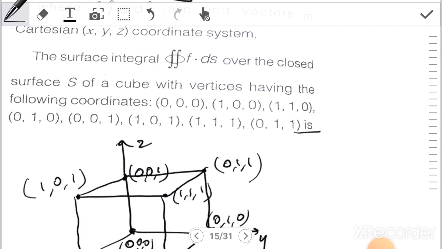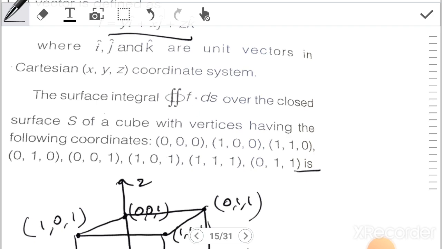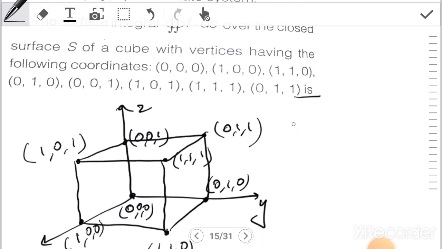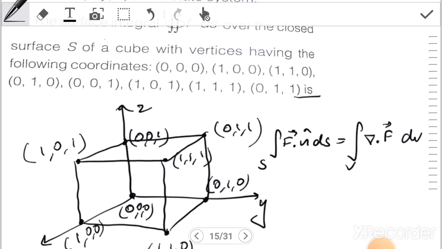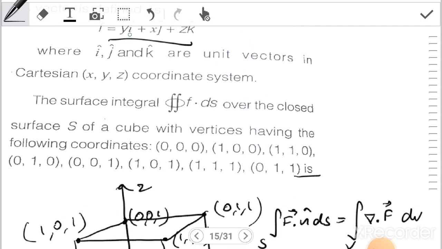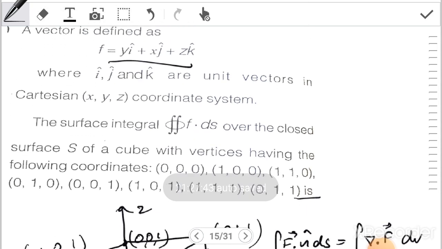f is given. Since we have to find the surface integral, we will use the Gauss divergence theorem here. So what does the Gauss divergence theorem say? Surface integral f dot n cap ds is equal to volume integral del dot f dv. Gauss divergence theorem is nothing but a transformation between surface and volume integral. So we have f as yi plus xj plus zk.